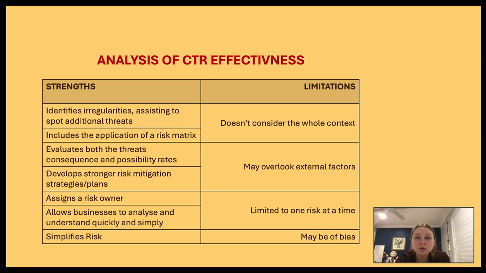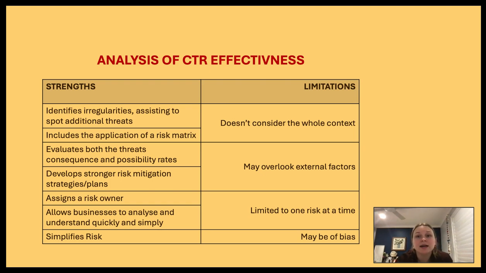The CTR also only allows the evaluation of one risk at a time, when multiple may in fact be affecting the business, just like our escalation triggers from beforehand. An additional observation was that the risk owner may be able to create a form of bias within the risk action plan for personal benefit.